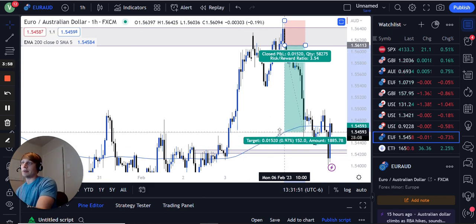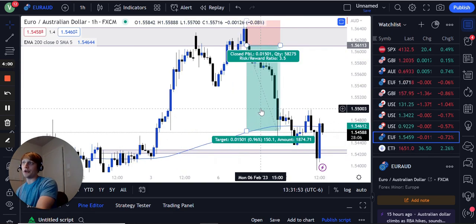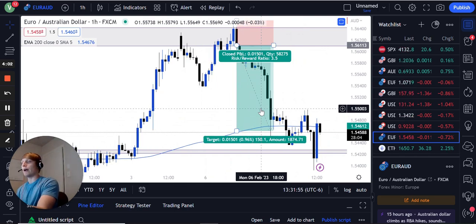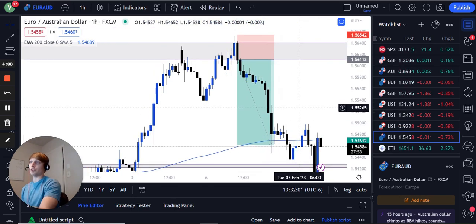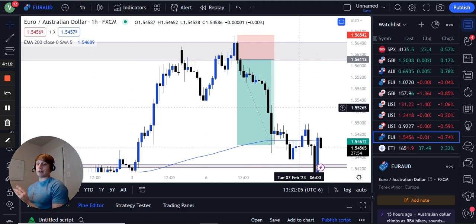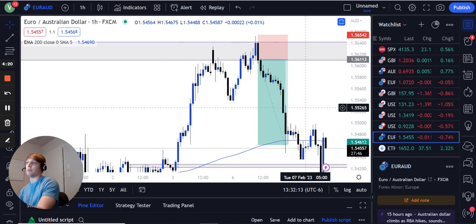But I ended up getting out about right here. It was around a 150 pip trade, so around a 1 to 3.5 risk to reward ratio. Great trade. 150 pips in one trade, probably one of my biggest trades ever as far as how many pips I'm catching. Not money-wise or profit-wise, just because I've scalped more than this, like on NASDAQ and stuff like that in the past.